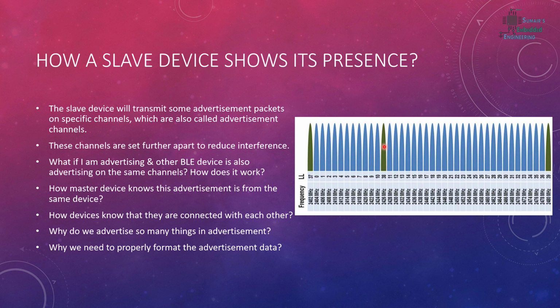So what if I'm advertising and another BLE device is also advertising on the same channel? How does it work? You might have this question in your mind, so I wrote down these questions to answer them as we move on with our tutorial. The devices which are advertising take a very small amount of time, represented in milliseconds, and we have these special time values. We will see later on how we set them. We have already seen them.